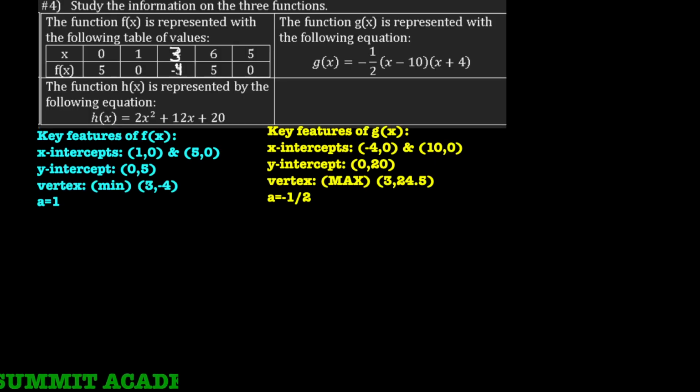All right. So when I'm looking at my key features of g of x, intercepts at -4, 0 and 10, 0, and then I have a y-intercept at 0, 20, so wherever it hits the y-axis. My vertex, meaning in this case, since it has a leading coefficient that's negative, we have a max. It has the N shape. It's going to be at the point 3, 24.5. And then we're going to say our vertical stretch or shrink is going to be equal to -1/2, since that's that leading coefficient.